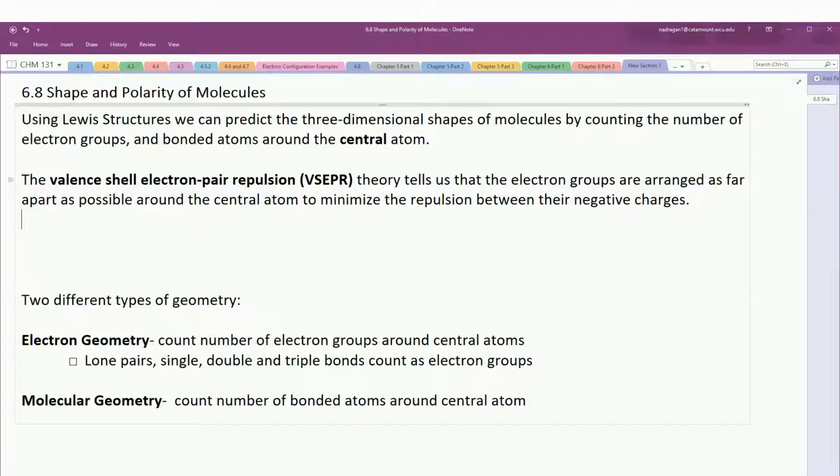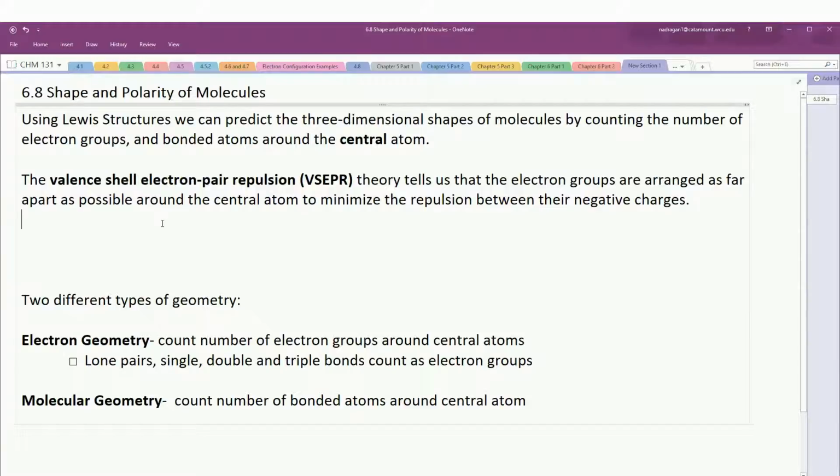So, valence shell electron pair repulsion theory tells us that electron groups are arranged as far apart as they possibly can get around the central atom. Because remember, electrons have negative charges, so they're going to repel each other. So in order to minimize the repulsion, they're going to stay as far apart as they can. So there's actually two different types of geometry.